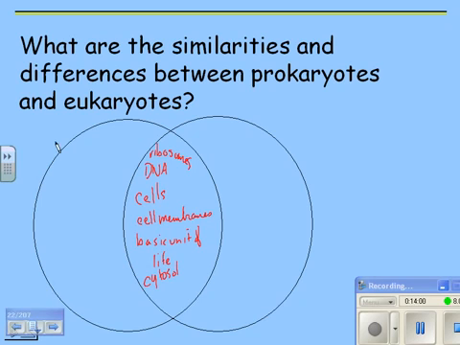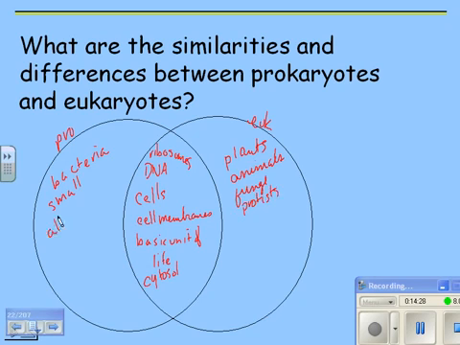Let's see. So if you want to do prokaryotes over here and eukaryotes over here, prokaryotes are bacteria. Let's see, they're small. Eukaryotes are plants, animals, fungi, or protists. Bacteria are all single-celled. Eukaryotes can either be single or multi-celled.